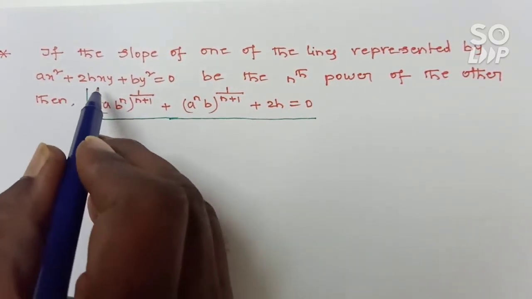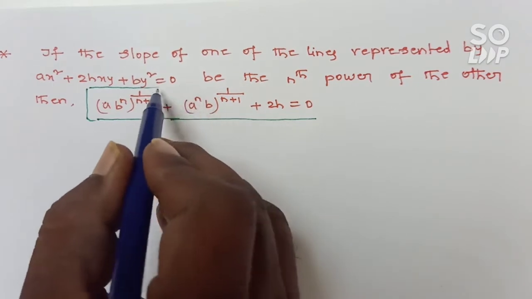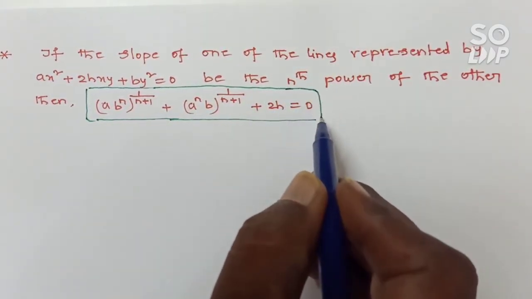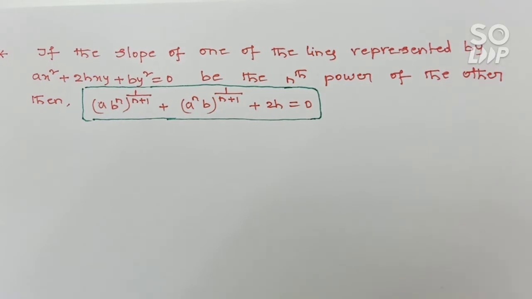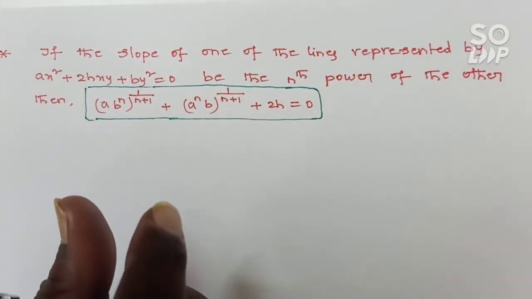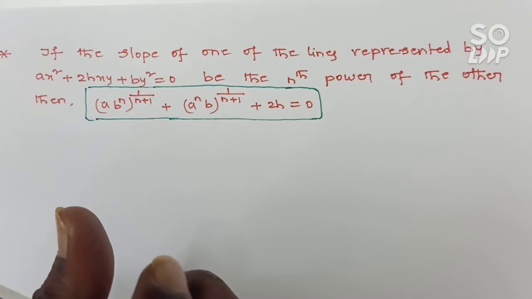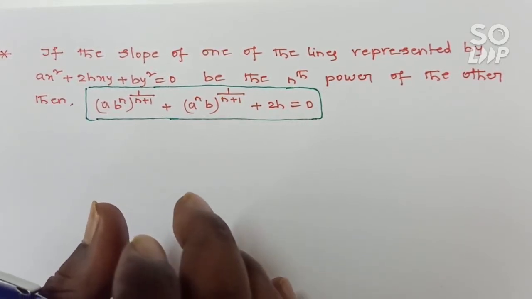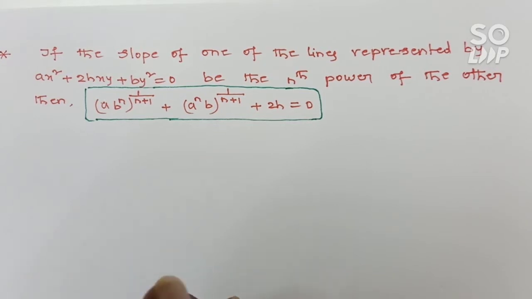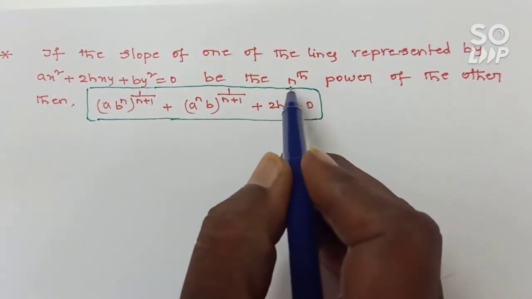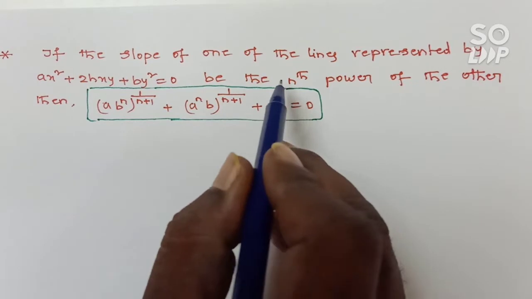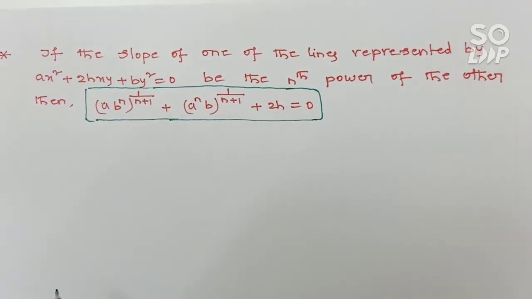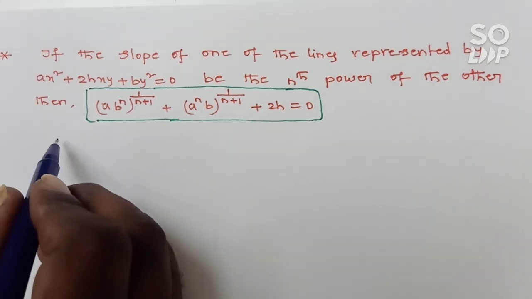So this is a very important result. Actually, to remember this formula is somewhat difficult, but it's very easy to derive. So here, what is the condition? The slope of one line is the nth power of the other. So first you take the given equation.